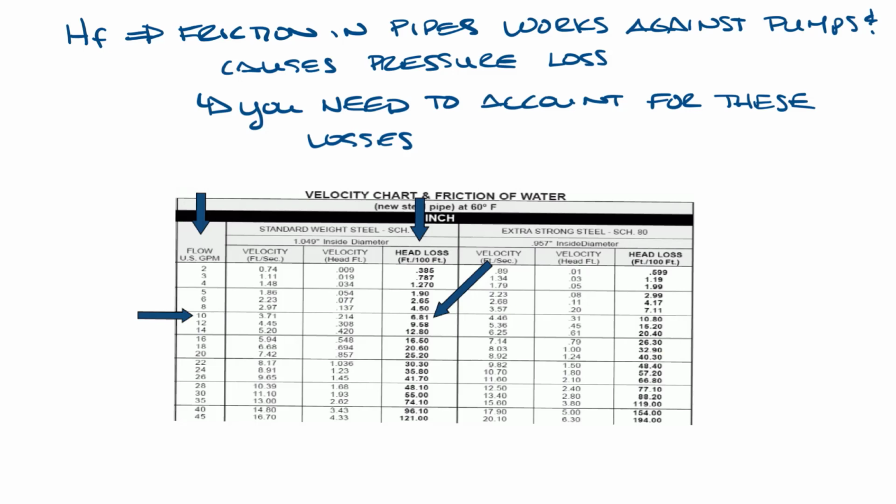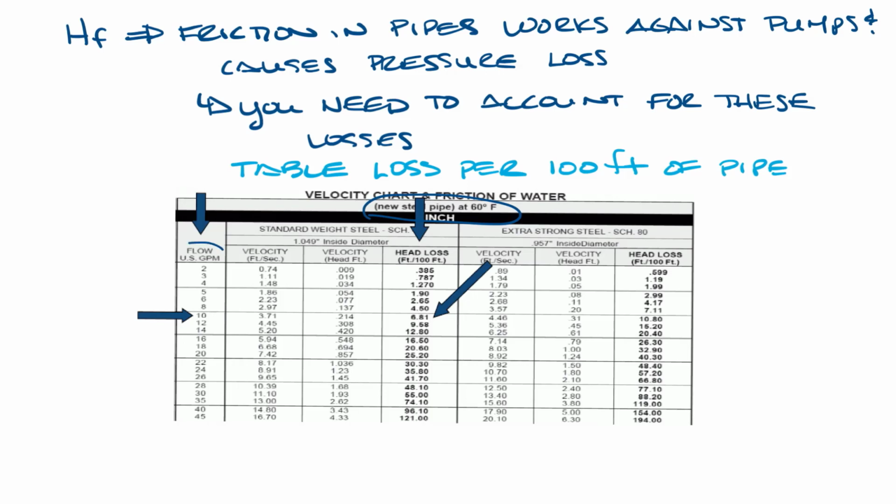Here is an example, and the table shows the loss per 100 foot of pipe. So if you look at this example, this is a new steel pipe with 60-degree water, and at 10 GPM, it has a friction head loss of 6.81 feet per 100 feet of pipe. So you can see that friction head loss can be pretty big.